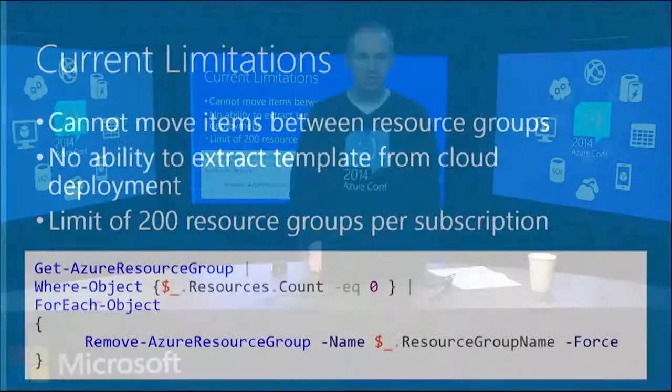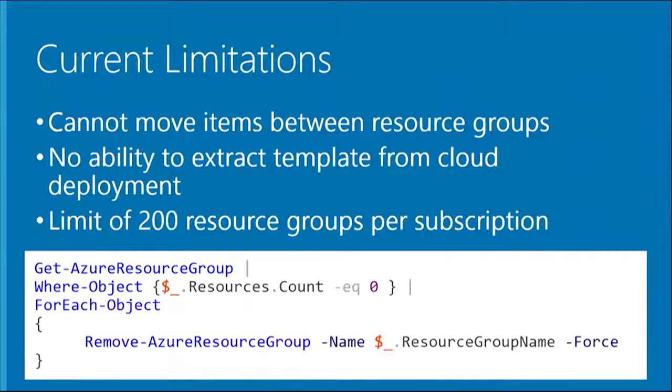Some limitations, we talked about a couple of these already. One is being able to move items between resource groups. Once an item is in a resource group, I can't move it to another resource group. I'd have to basically recreate it. So you basically have to provision resources into a resource group. And right now there's no ability to extract items that we've already provisioned in the cloud. So if I was to create my application in Azure today, there's no way for me to go in and say, save as template, and bring that down.